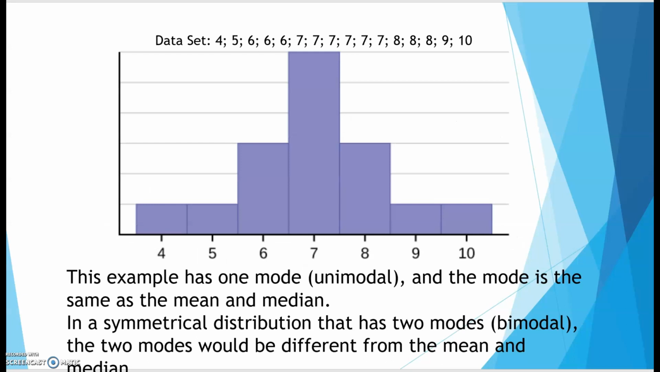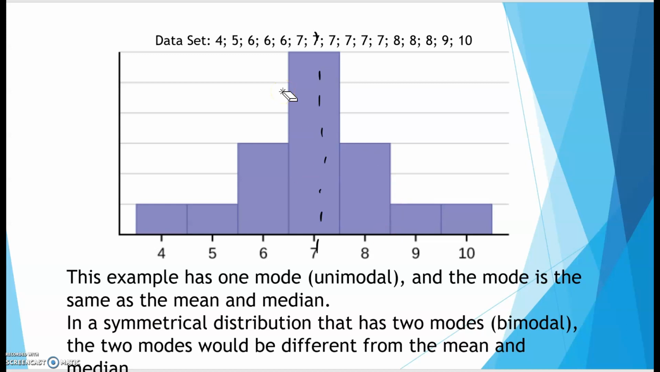So if we look at this, I've got one bar in the middle, and if you notice these two bars on the side, they're exactly the same height. Same thing here. So if I cut this right in the middle, it would be an exact mirror image of each other. So this would be an example of a perfectly symmetrical distribution.